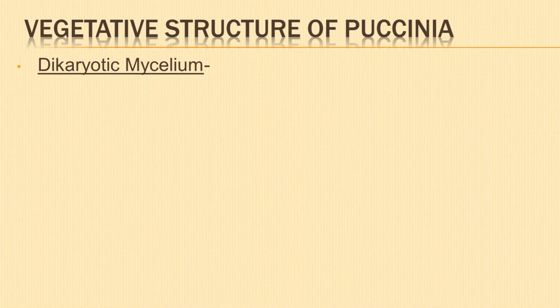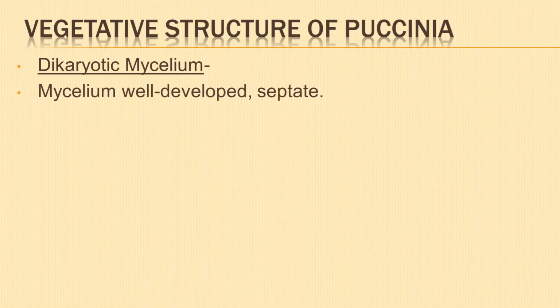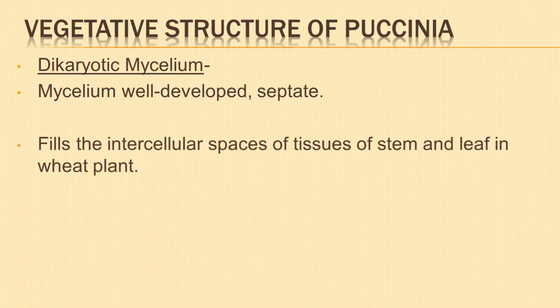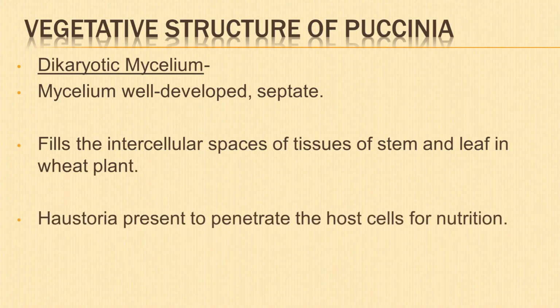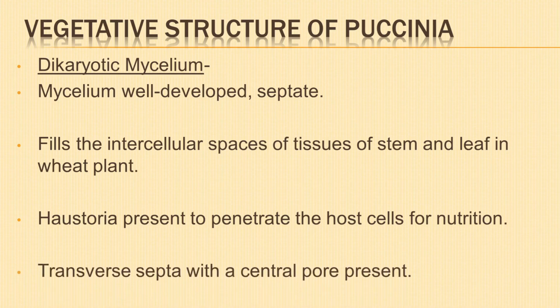The dikaryotic mycelium is well developed, branched and septate. The hyphal branches are found in the intercellular spaces of the tissues of stems and leaves of the wheat plant. They give out special knob-like or finger-like structures called haustoria, which penetrate the host cells to obtain nutrition. The transverse septa between the cells have each a central pore to maintain protoplasmic continuity.